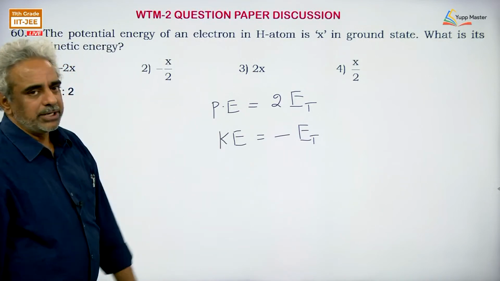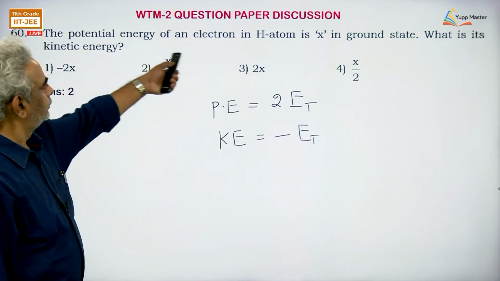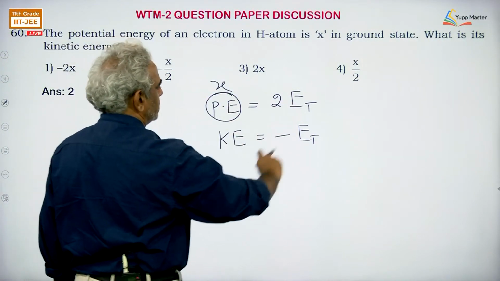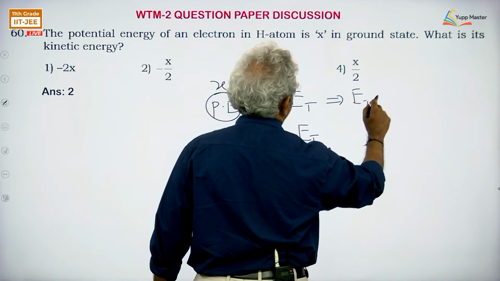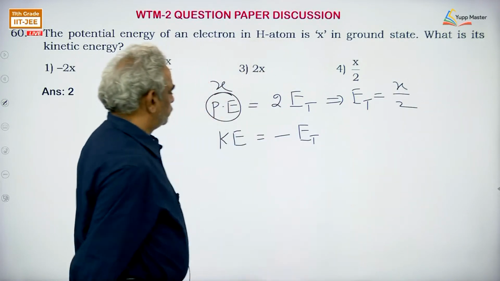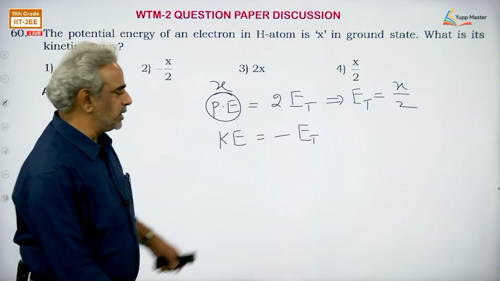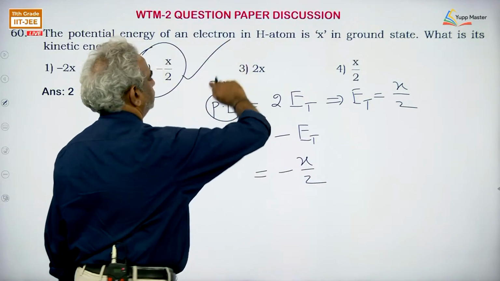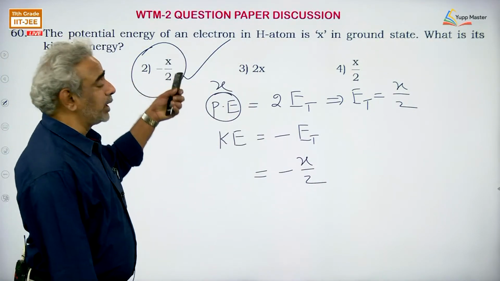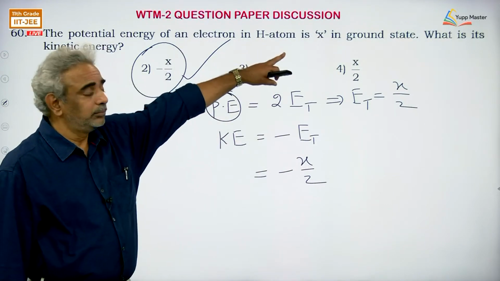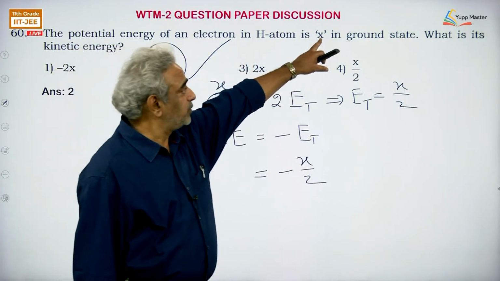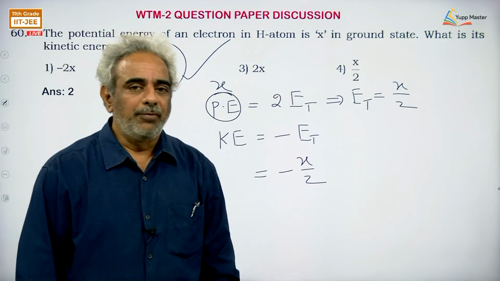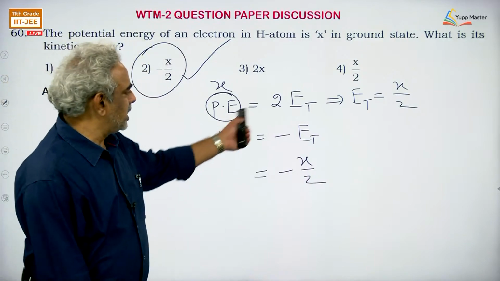Now he gave potential energy. How much potential energy he gave? X. Means this is X. So what is total energy? X by 2. So once total energy is X by 2, kinetic energy will be minus X by 2. So don't think, kinetic energy, how can it be negative? Because X value itself is negative. Because it's potential energy, this value includes negative. Minus of minus, plus half. These relations are very essential.